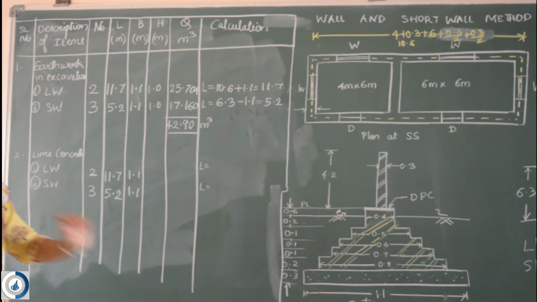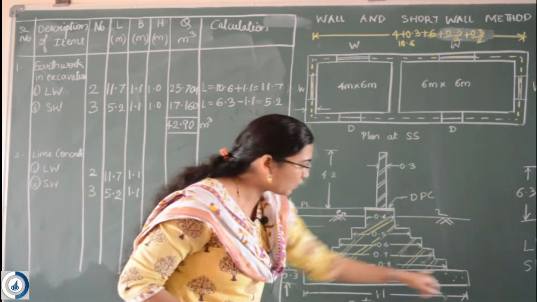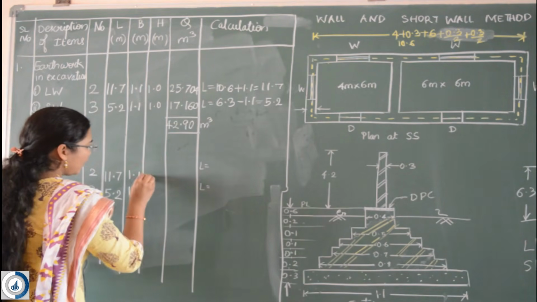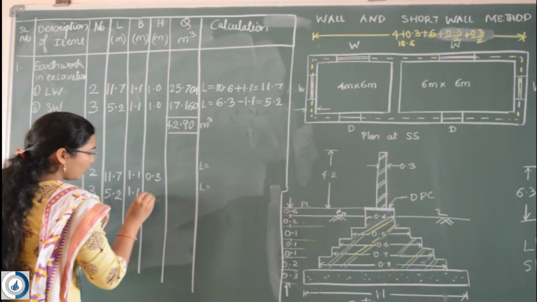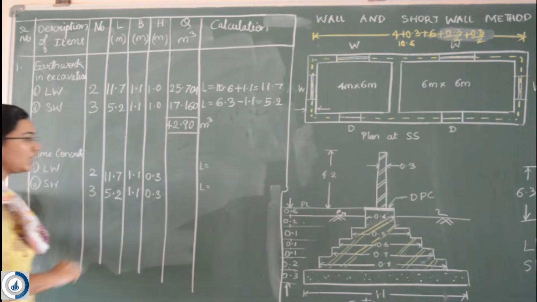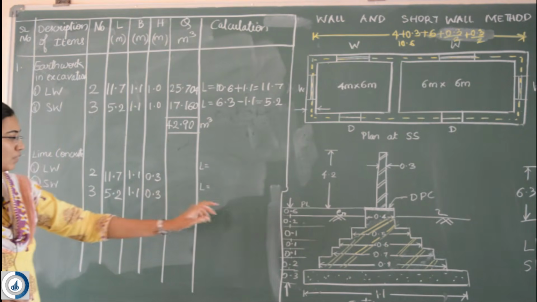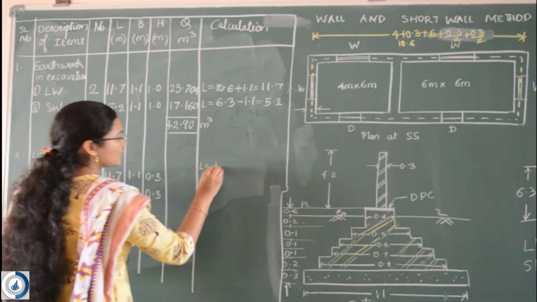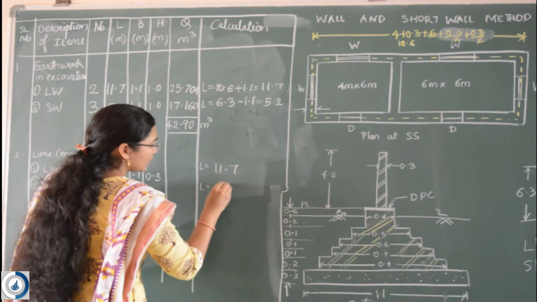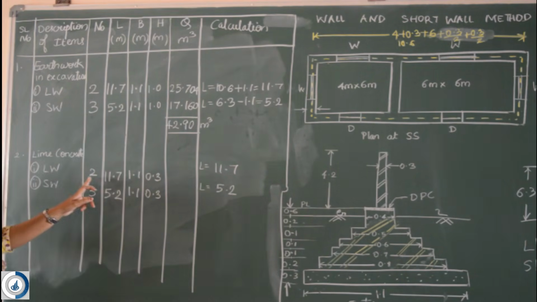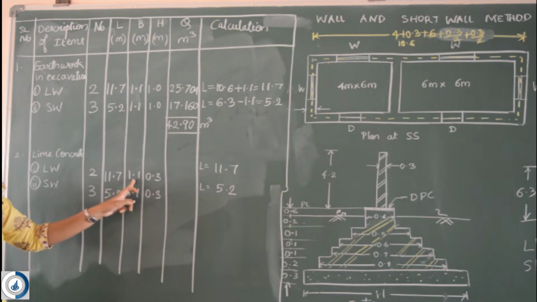Next, how much height are you going to provide for the lime concrete? It is only 0.3. So here we have to just include the height of 0.3 for the lime concrete. This distance is going to remain the same. So these two calculations will be the same, 11.7 and 5.2. So I have to multiply 2 into 11.7 into 1.1 into 0.3.